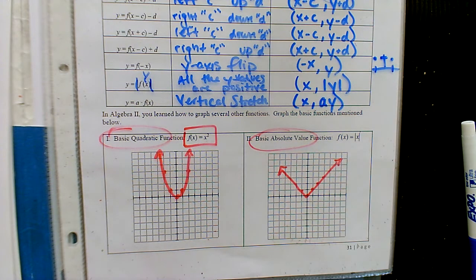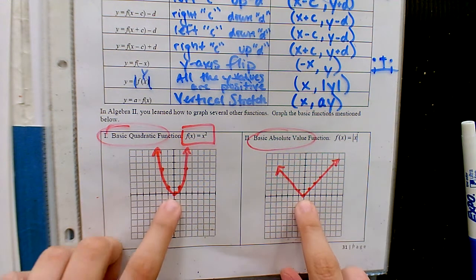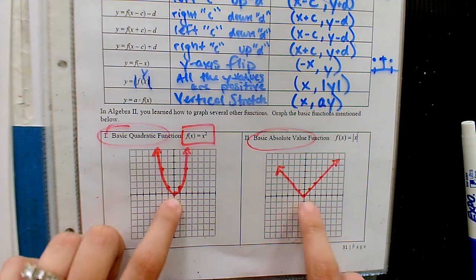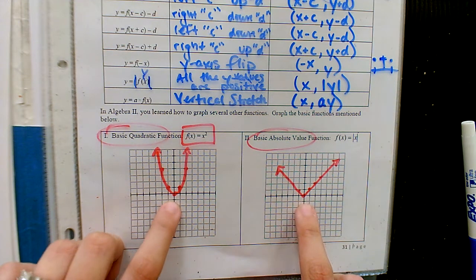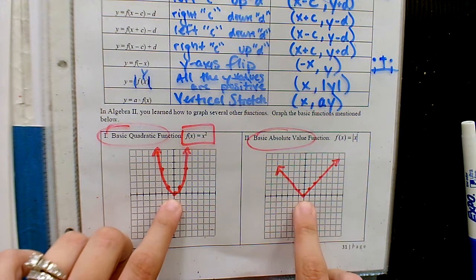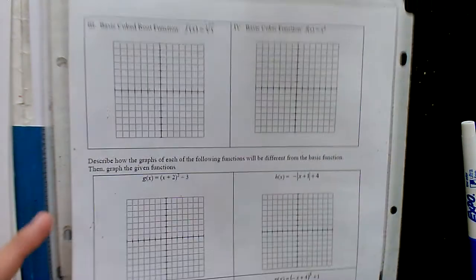V-shaped graph. Value, V. So what's nice about these parent functions, these basic starting ones, is that almost every parent function graph will go through the origin. Remember how the square root started there yesterday? These also go through the origin. You have the vertex, the bottom point, starting at the origin for both of these. So if it goes through the origin, it's a basic starting function graph.